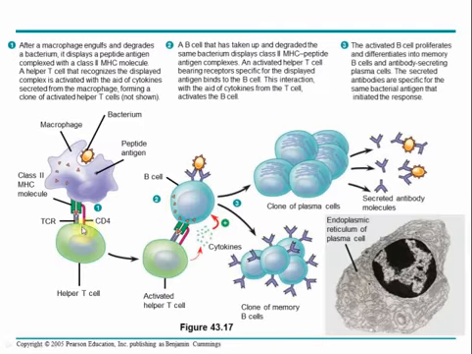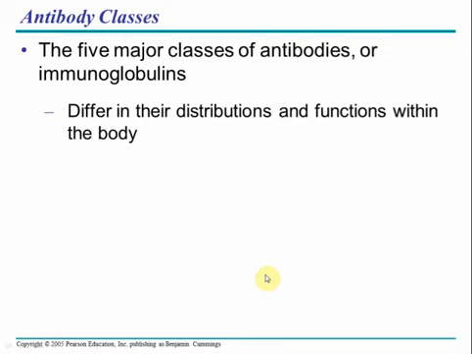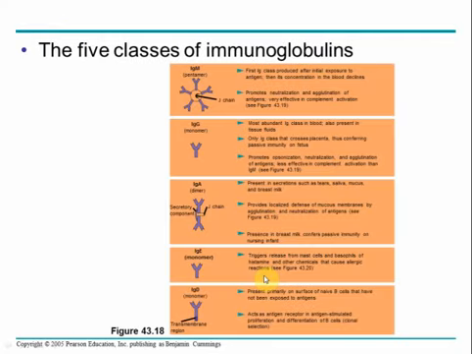Here, CD4 binding to MHC2, the helper T cell communicates with the B cell through cytokines and showing the antigen. And then this B cell will specifically clone itself and release lots of antibodies that bind to the specific pathogen. And you also have some memory cells there. Now there's 5 major classes of antibodies, or immunoglobulins, that differ in function. Okay? IgM, IgG, IgA, IgE, and IgD.